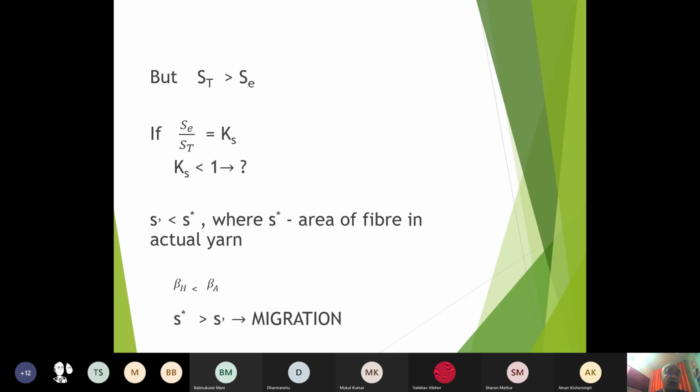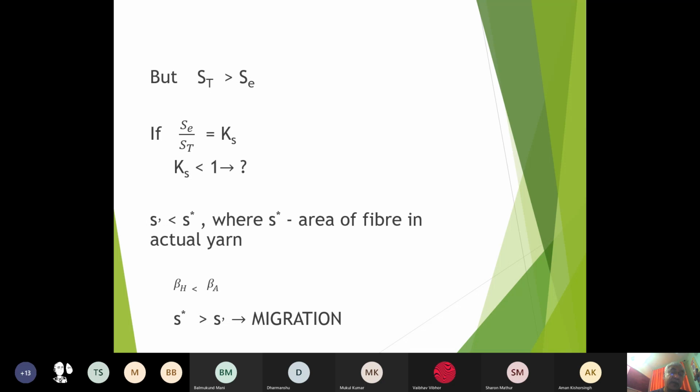So again we found that ST is greater than SE. I will put this value. I'm defining SE over ST, where SE is the experimentally calculated area and ST is the theoretically calculated area, and I'm defining that as another factor Ks. We found that this Ks is lesser than 1. This Kn also we found lesser than 1.